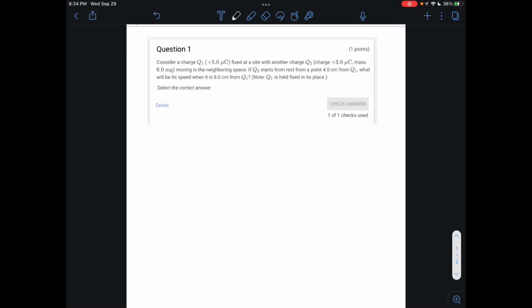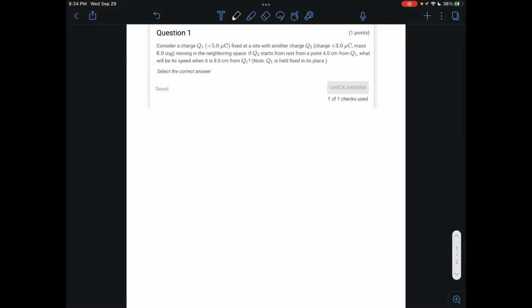Alrighty, y'all, today I'm looking at question 1 for recitation number 10, where we're trying to find the speed of a particle as it's changing its electric potential energy. For this, we're going to use the law of conservation of energy: our initial potential energy plus our initial kinetic energy is going to be equal to our final potential energy and our final kinetic energy.